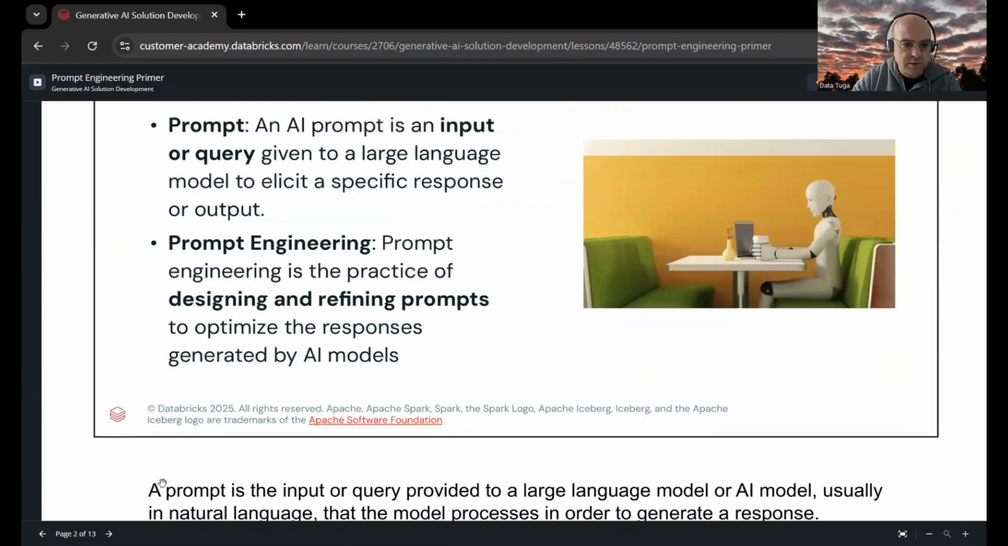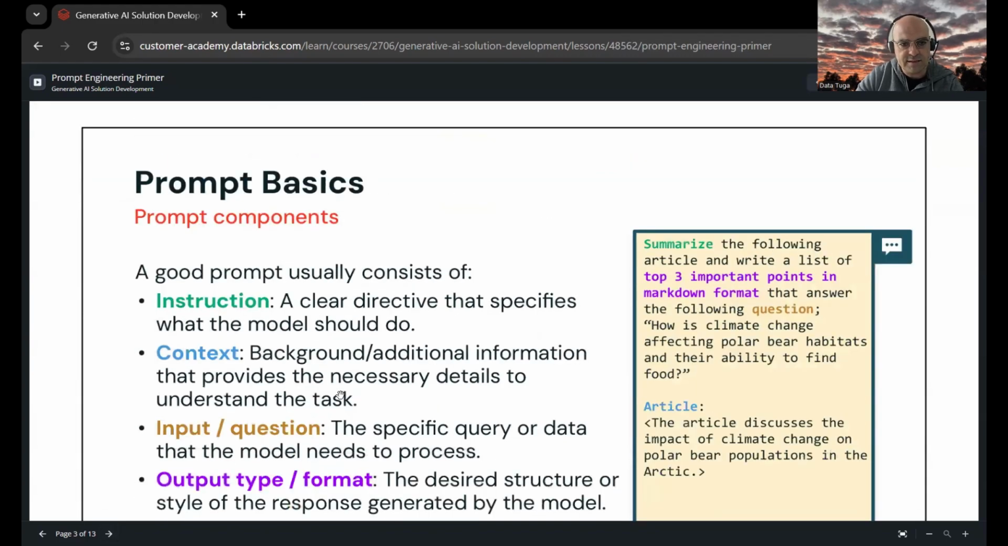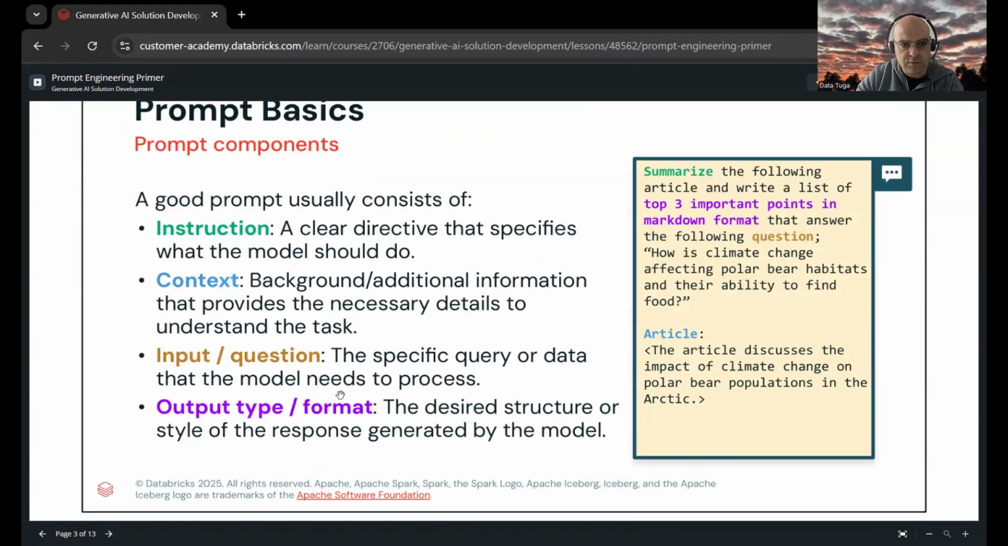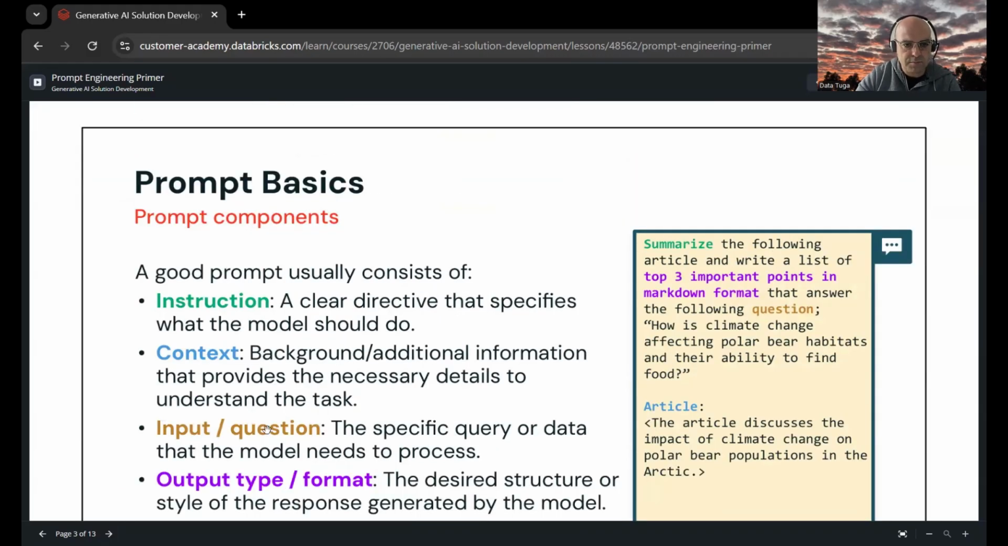Okay, let's go to the next slide. The basics. I already saw this before. They have some components like the instructions, context, input, and the format, and here is an example. So the basics should include instruction. I assume the instruction should be something like a verb, like summarize or something like that. Then context, then input slash question.